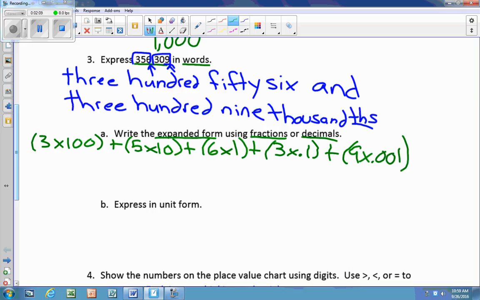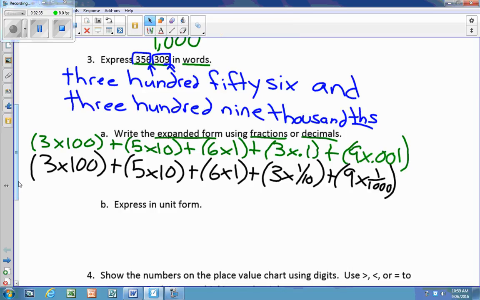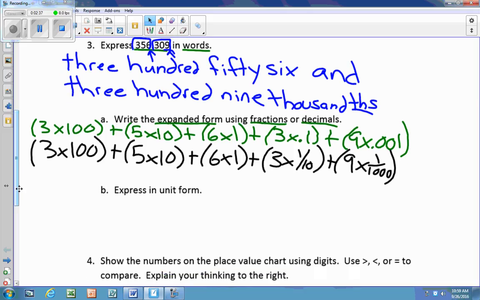That was with decimals. I can also turn around and do the same exact thing. And I can do 3 times 100 again, and 5 times 10, and then 6 times 1. And this time I can do this as fractions. And there's that answer.